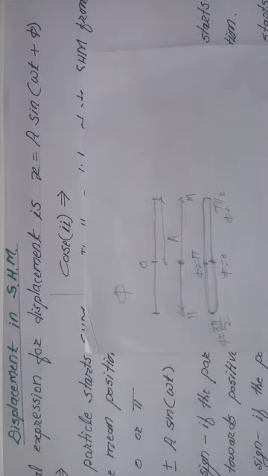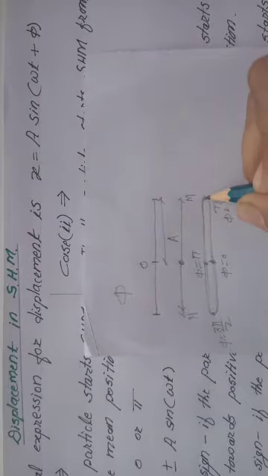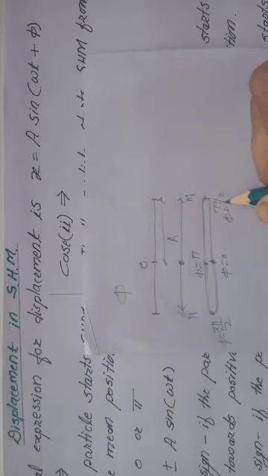Then it again comes to its mean position. When the oscillation starts, we can start the time t equal to 0 from this mean position. The particle goes here and then comes to here. At this point we start counting the oscillation, t is equal to 0. So when the starting position is the mean position, the value of phi is equal to 0 or pi. And if the particle starts at t is equal to 0 from the positive extreme position, the phase angle phi is equal to pi by 2 or 3 pi by 2.